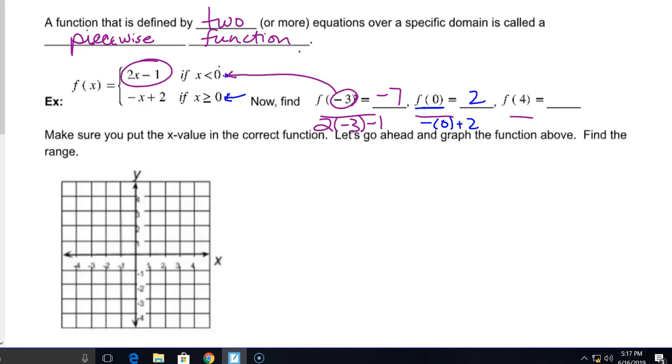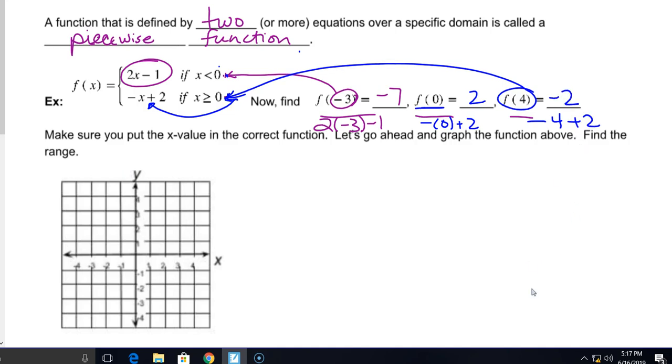And I need to determine where f of 4 is. What is f of 4? 4 is greater than or equal to 0. Therefore, I must put 4 into that function. Do the opposite of 4 plus 2. Therefore, f of positive 4 is -2. Okay? Now, make sure you put the x value in the correct function, okay?